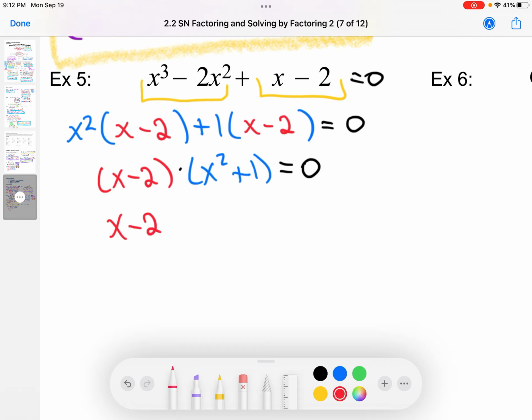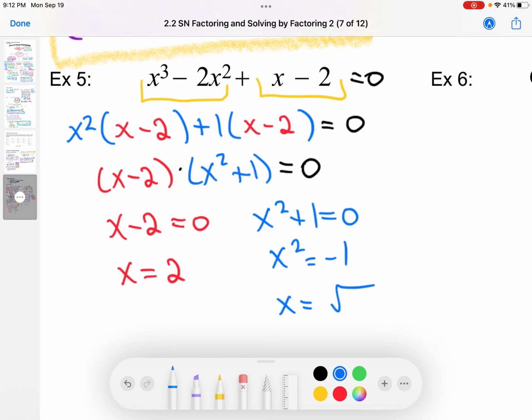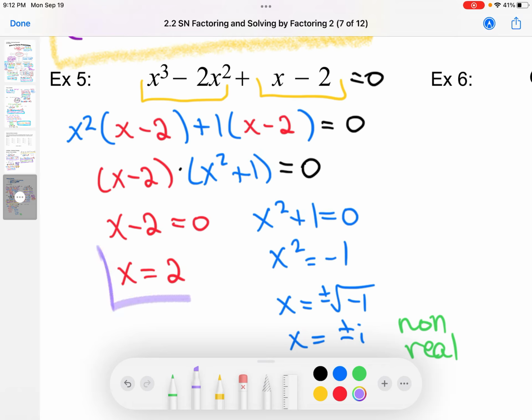So then x minus 2 is equal to 0. So x equals 2. X squared plus 1, set it equal to 0. X squared equals negative 1. X will equal the square root of negative 1. That needs a plus or minus. And that's an i. That's an imaginary. That's plus or minus i. That is a non-real solution.